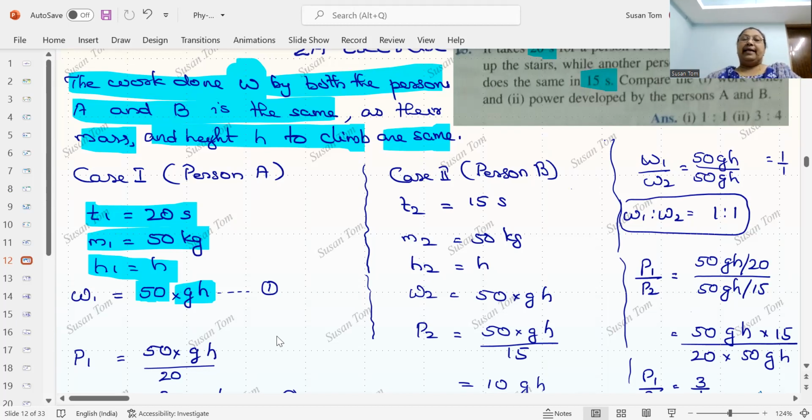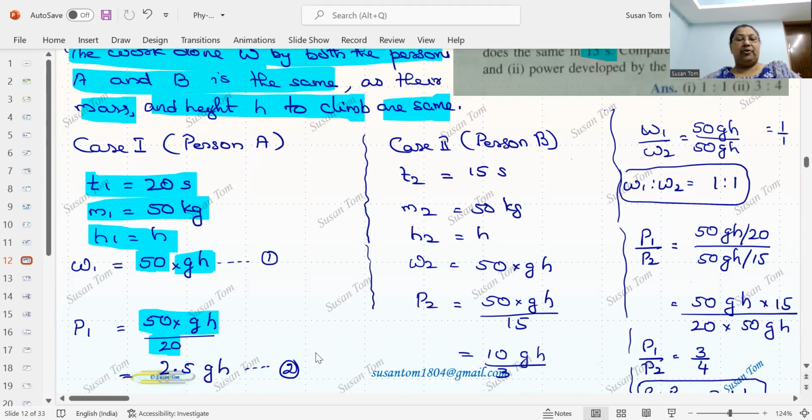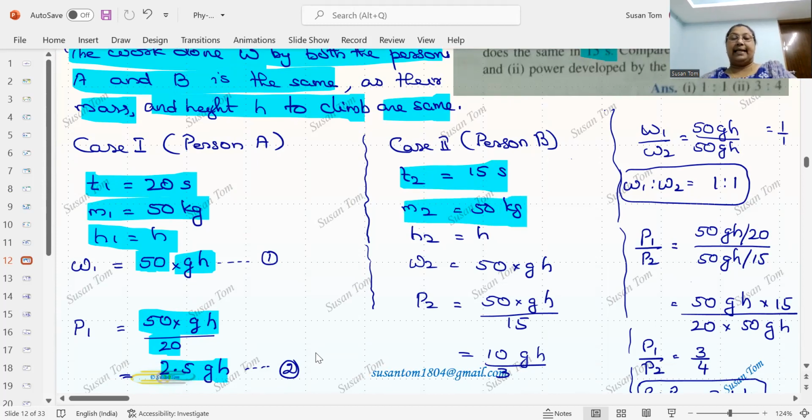Power also we can leave in the form of an expression. Power is work done upon time, 50 into GH upon 20 seconds. So time being, I just stress only 2.5 into GH. This is equation number 2. Person B, time taken is 15 seconds. Mass is the same as mentioned in the question, that is the initial person A's mass.